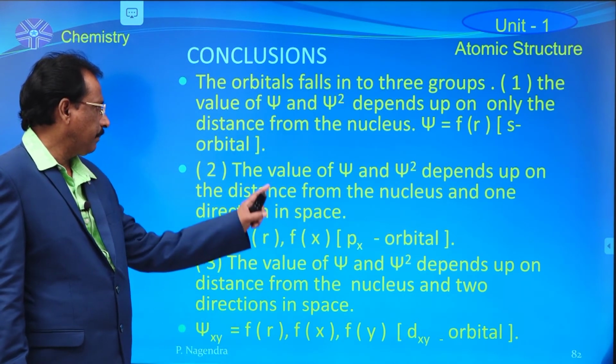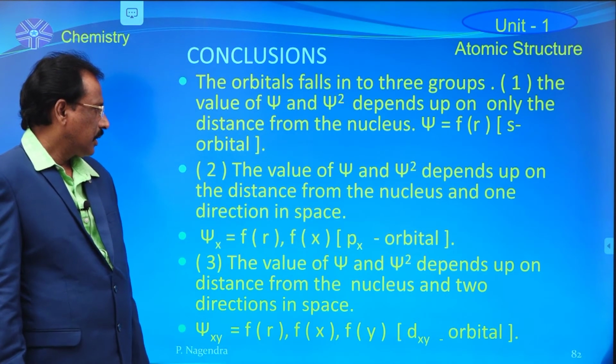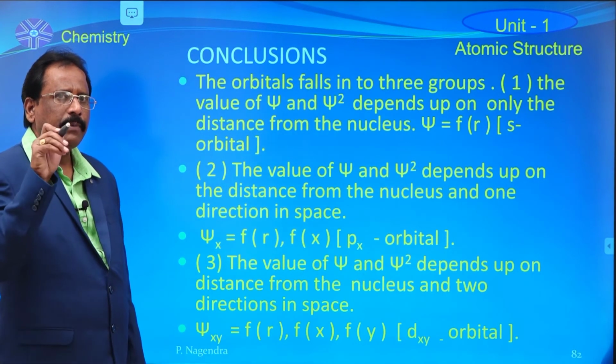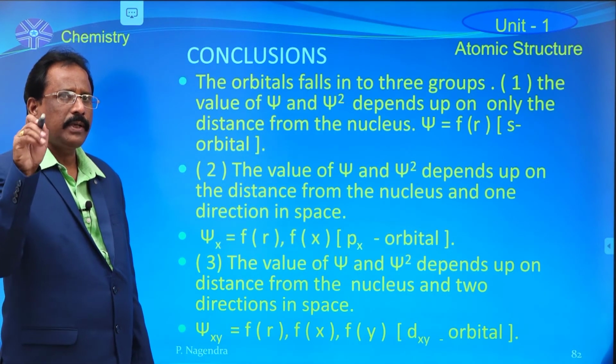For example, for p orbital, value of l is equal to 1, m is equal to minus 1, 0, plus 1.